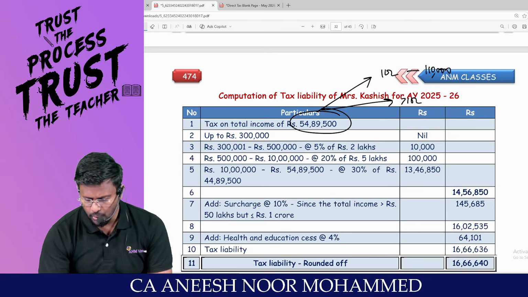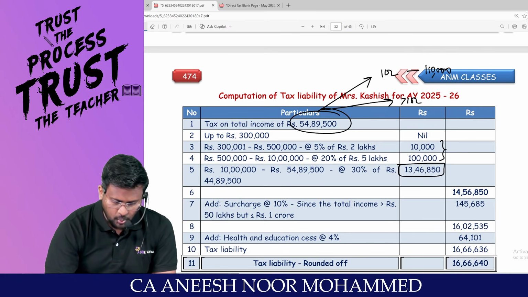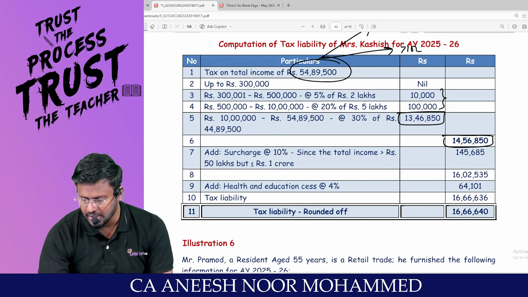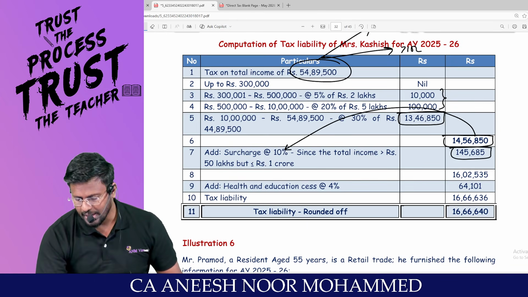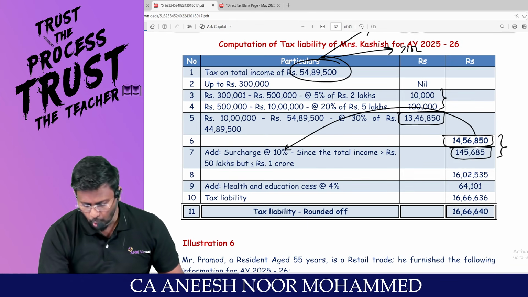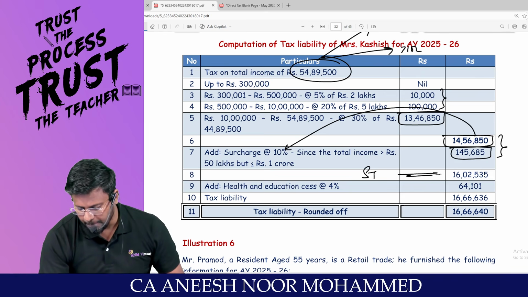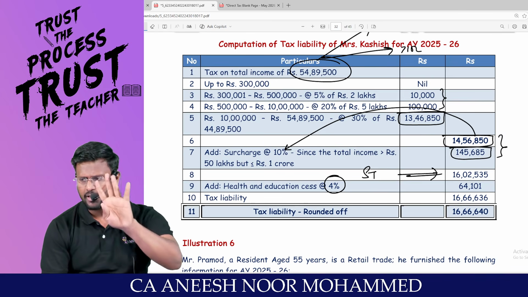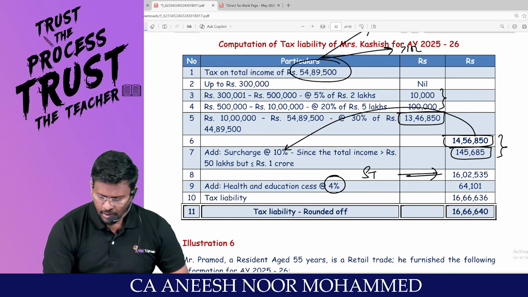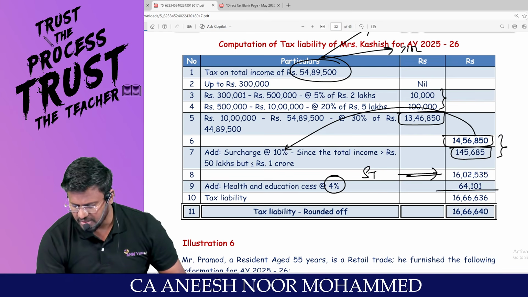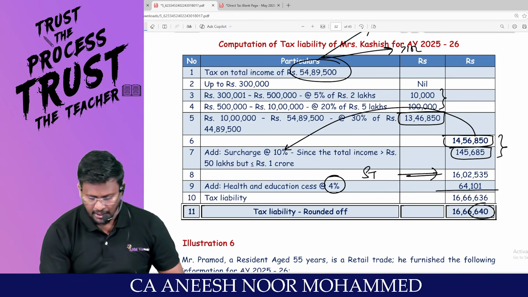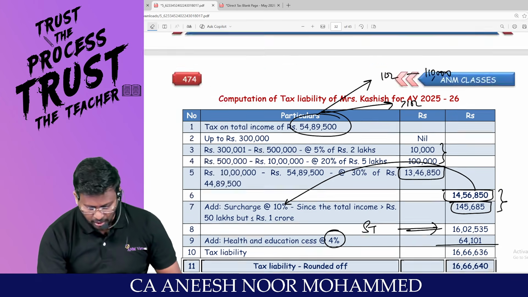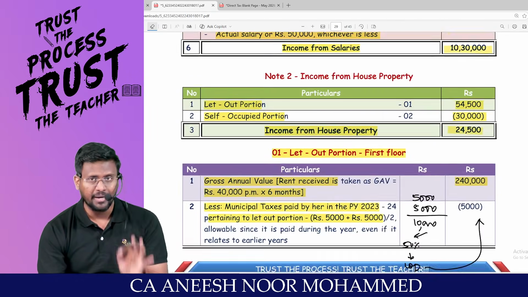30% comes to 13,46,850 plus 1,10,000 comes to 14,56,850. On that, pay surcharge of 10%, which comes to 1,45,685. On both the figures, sir, you will be getting a subtotal. You have to add health and education cess at the rate of 4%, and you will be getting a total tax liability of 16,66,636. That last 6 should be rounded off to 16,66,640. What a beautiful fifth question, my dear lovable students.